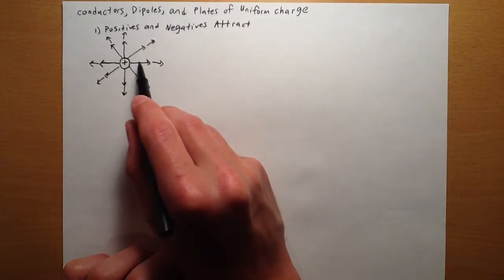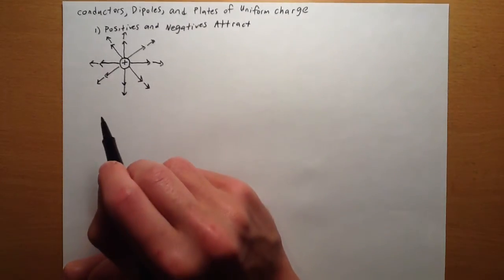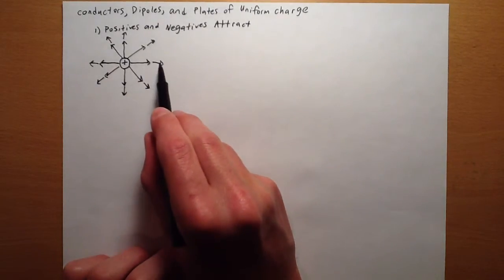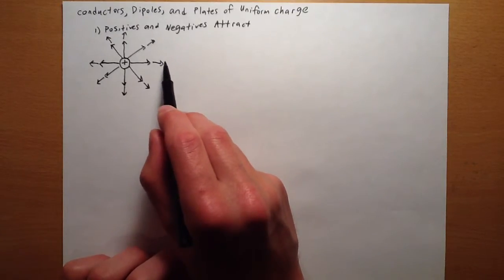So if we place a positive charge here, it's going to be pushed with a large force this way. But if we place a positive charge here, it's going to have a force pushing it this way, but it's going to be a smaller force.